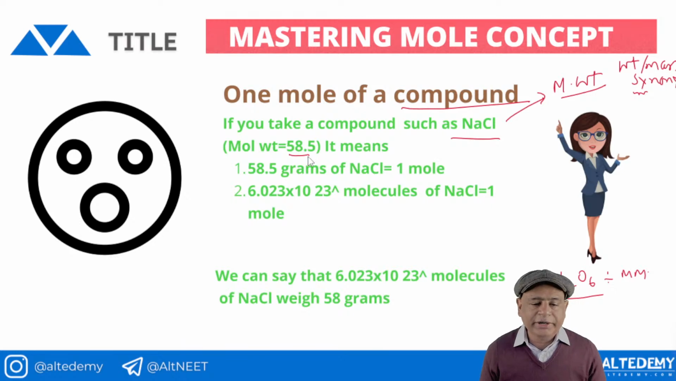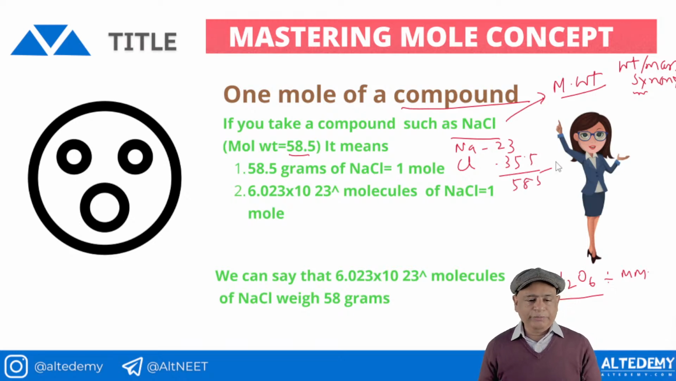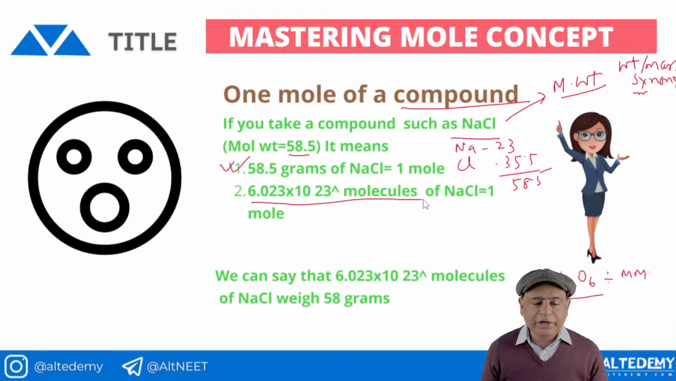Well, here I have calculated the molecular mass of sodium chloride as 58.5. For sodium, it is 23. For chlorine, it is 35.5. We added them to get 58.5. Now, the first thing that we can say, 58.5 gram of NaCl is equal to 1 mole. That is the first thing. And the second thing is 1 mole of NaCl is equal to 6.023 into 10 to the power 23 molecules of NaCl.